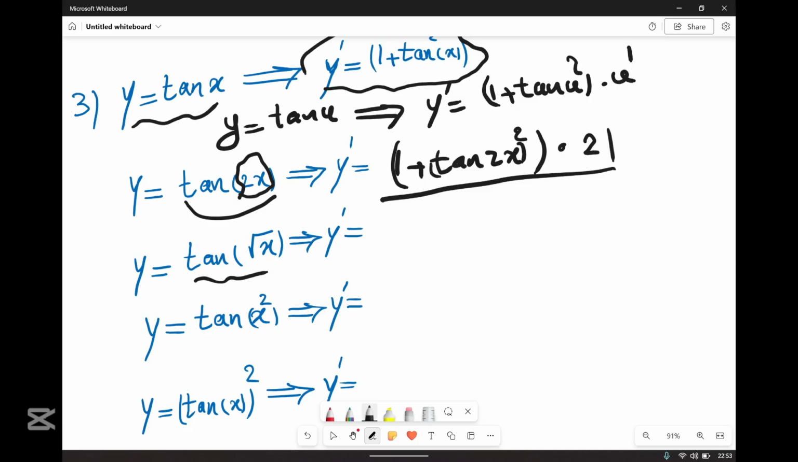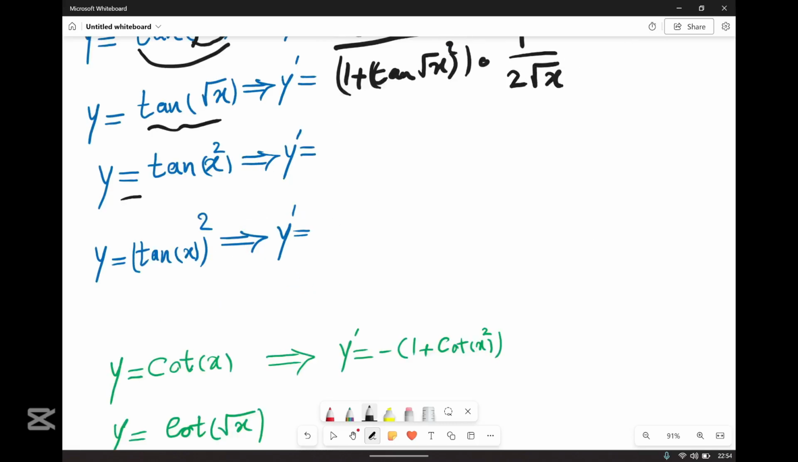But you are so valuable, because you're going to level up in mathematics and increase your knowledge. Okay, keep going. Yes, the answer is 1 plus tangent squared of root x, multiplied by 1 divided by 2 root x. Okay, keep going. Right now you are my teacher, I'm your student. Yes, tell me.